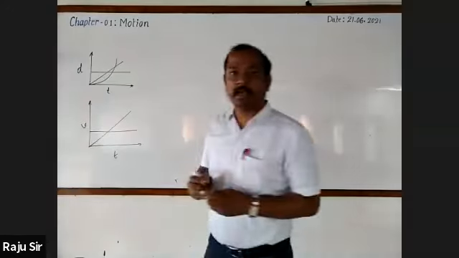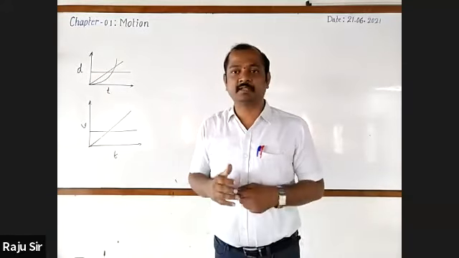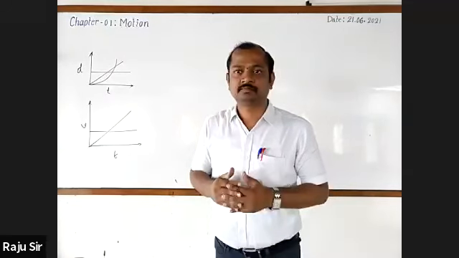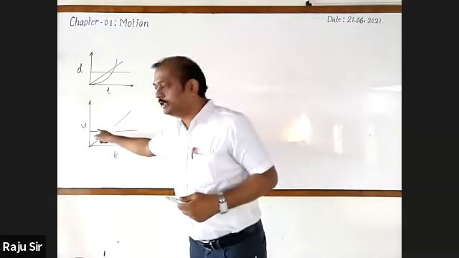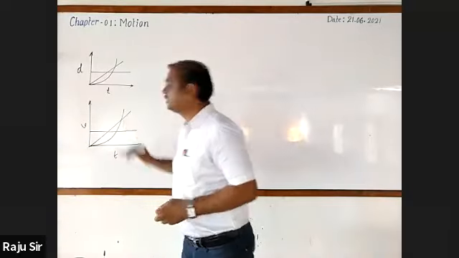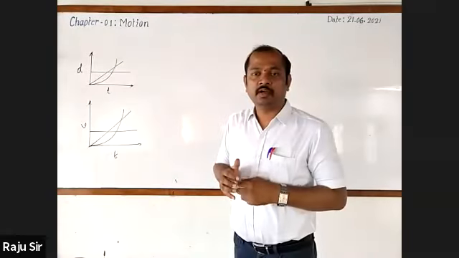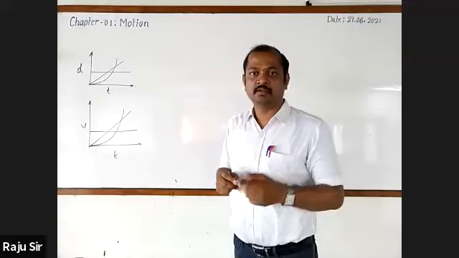If I draw a line parallel to the x-axis or time axis, what does it represent? Constant speed. Now, observe. If I draw a curve like this, it is non-uniform acceleration.